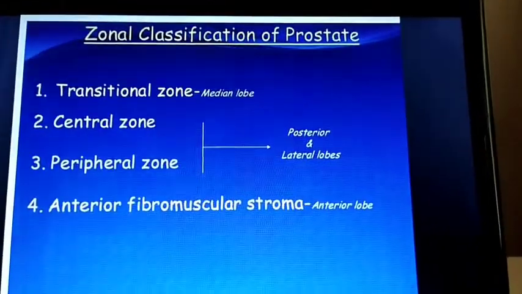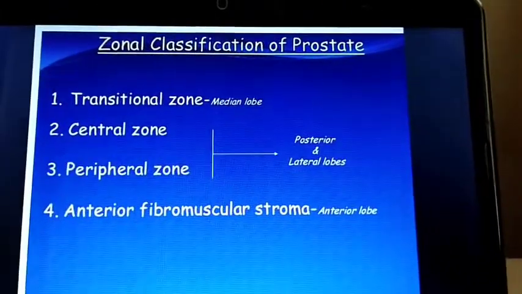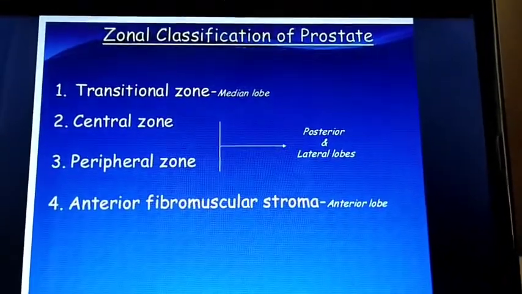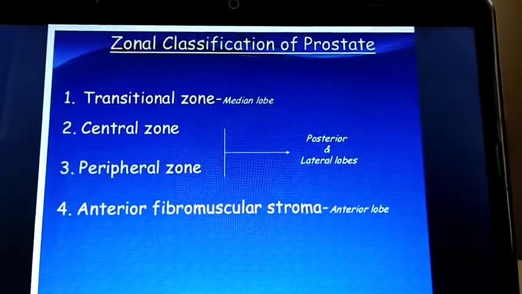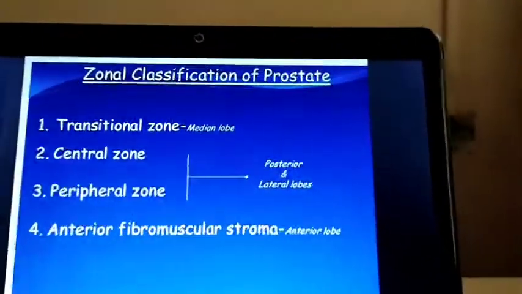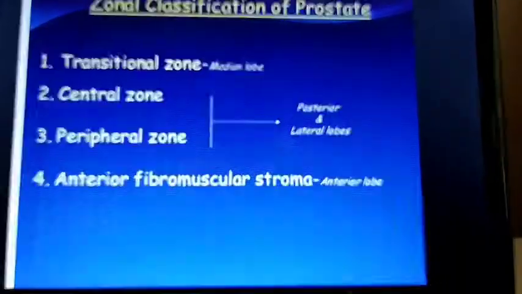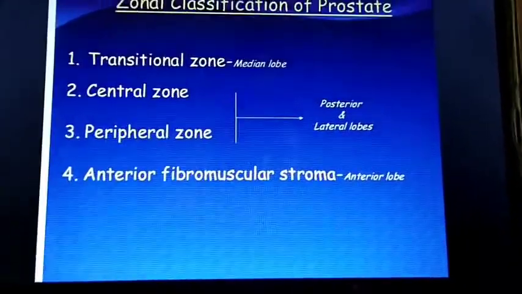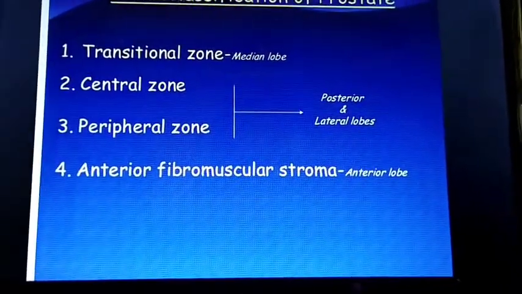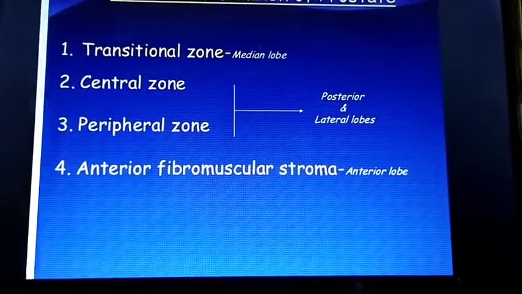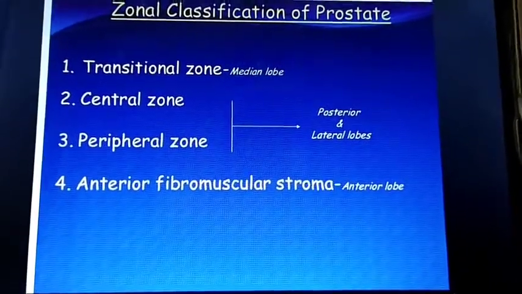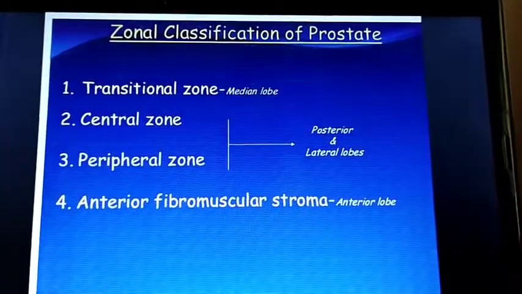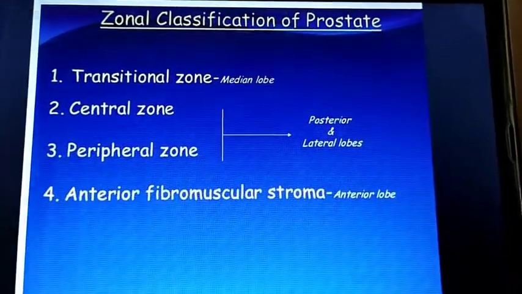They are mainly classified into four zones. One is the transitional zone, one is the central zone, another one is the peripheral zone, and the anterofibromuscular stroma zone. The transitional zone is compared to the median lobe. The central zone and peripheral zone are seen as the posterior and lateral lobes. The anterofibromuscular stroma is considered as the anterior lobe.